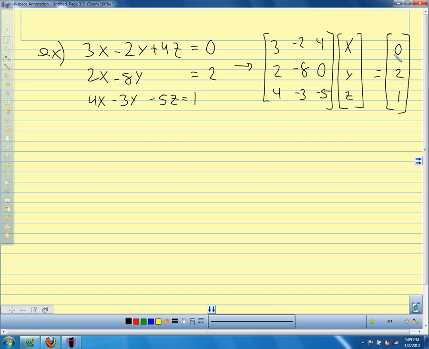So the process of using Cramer's rule with the 3 by 3 system is exactly the same. I need to find the determinant of the matrix, and then to find x, I'm going to replace the first column with the constants. To find y, I'm going to replace the second column with the constants and find the determinant. And for z, I'm going to replace the third column with the constants and find the determinant. So I end up having to find 4 determinants here. So the determinant of our coefficient matrix.